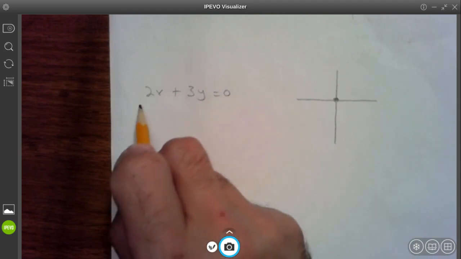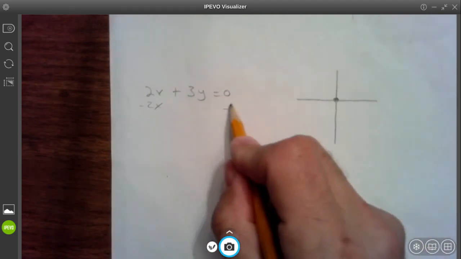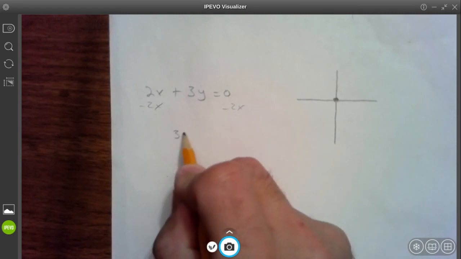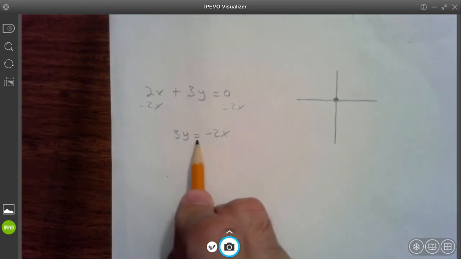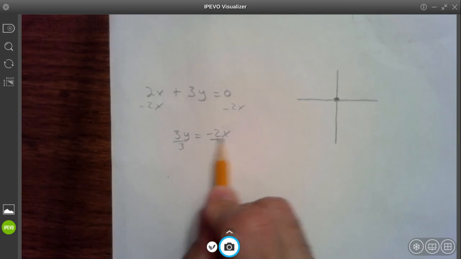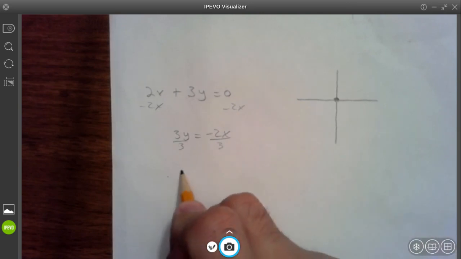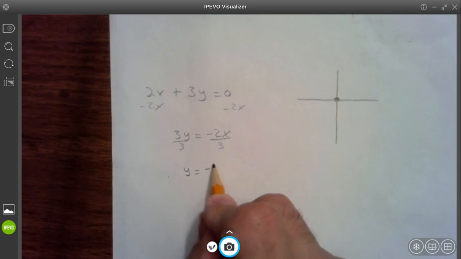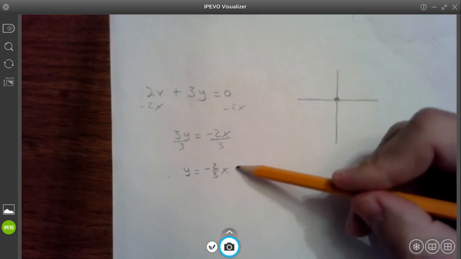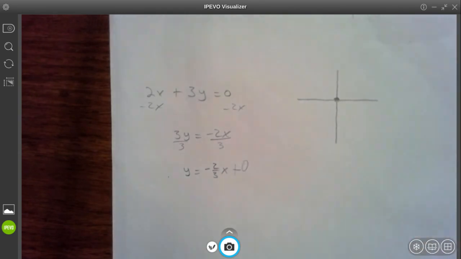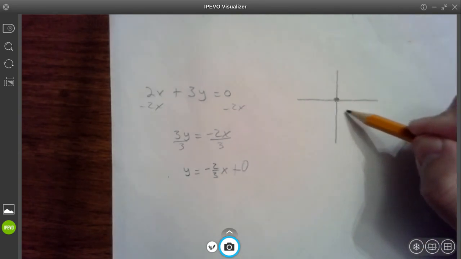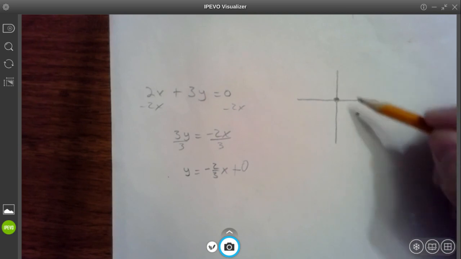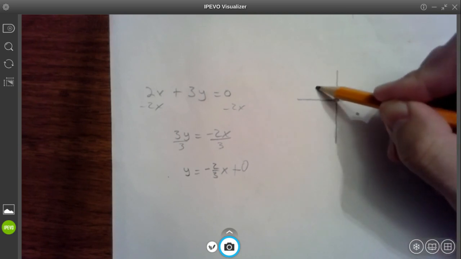All right, not too bad. We'll just subtract 2x from both sides. 3y is equal to negative 2x. We'll divide by 3. So y is equal to negative 2/3 x. Remember, the way we graph these is we would start off at 0, and then we would use our slope. Down 2 units, over 3. Up 2, left 3.